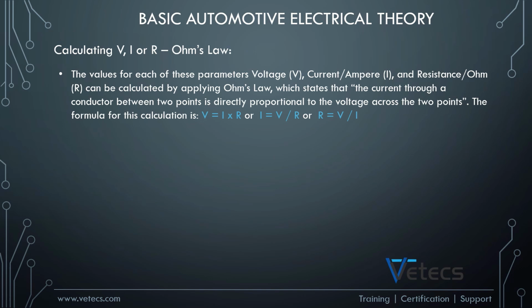The values for each of these parameters, volt V, ampere I, and ohm R, can be calculated by applying Ohm's law, which states that the current through a conductor between 2 points is directly proportional to the voltage across the 2 points. The formula for this calculation is V equals I times R, meaning the potential difference, or volt, is equal to the current in ampere multiplied by the resistance. The current can therefore be calculated by dividing the potential difference by the resistance. Therefore, we can conclude that the current in an electrical circuit measured in ampere is dependent on the amount of resistance in an electrical circuit measured in ohm, and the potential difference in an electrical circuit measured in volt.